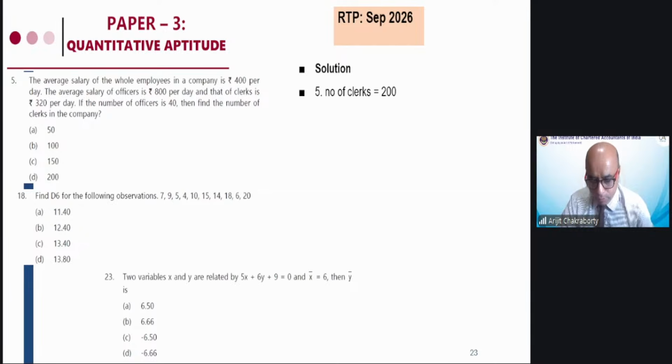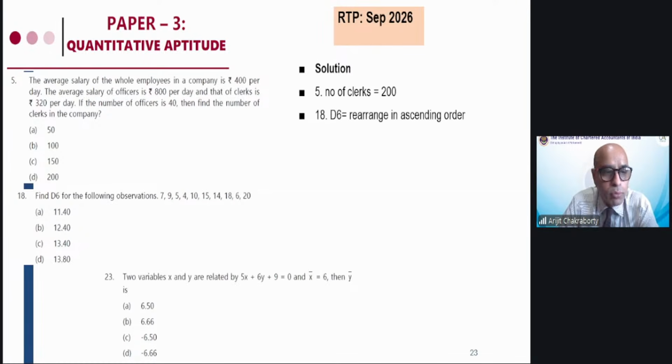Question number 5, the number of clerks. You can work it out based on the simple formula we have discussed. It will come out to 200.